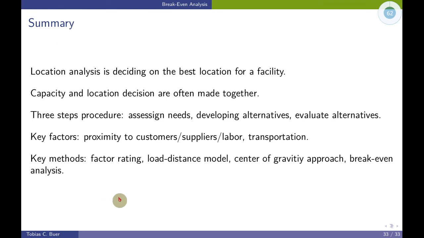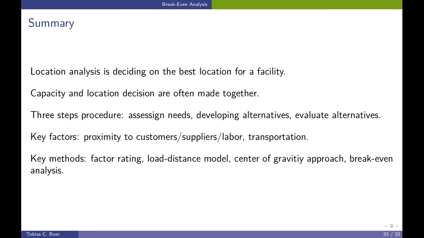Okay, to sum up this whole chapter on location analysis. Location analysis is about choosing the best geographical location for a facility. We are often doing capacity and location decisions together. They depend on each other. There are 3 basic steps to assess a location. First, we need to find out what we want: what are the factors that impact the quality? Then we need to identify potential alternatives of locations. And finally, we evaluate these alternatives.